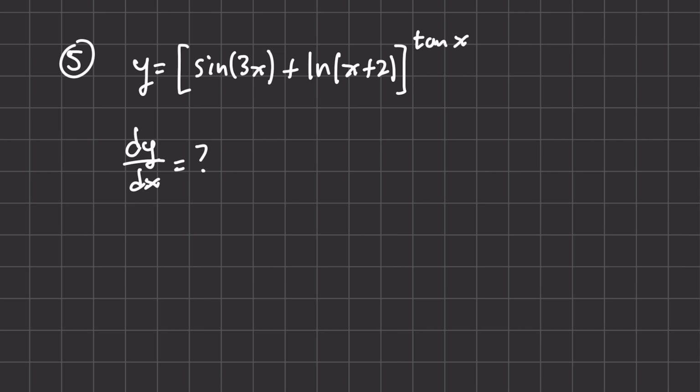So here is the final problem. I'll tell you right now, this is probably going to take quite a while. But anyways, it states that y is equal to sine of 3x plus ln of (x plus 2), all to the power of tangent of x.